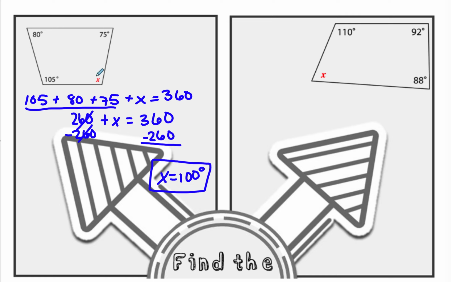Always a good idea to go back into the picture and just see if visually that looks right. So yeah, it looks like it's a little bit more than 90 degrees. So 100 would make sense. Okay, let's take a look at this next one.